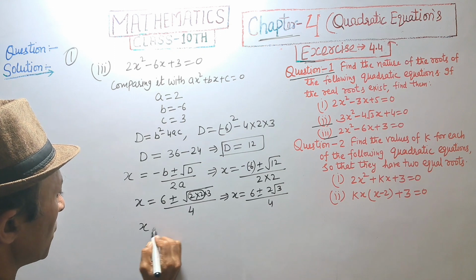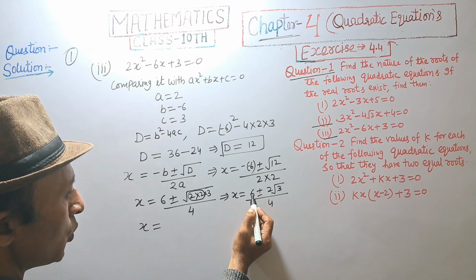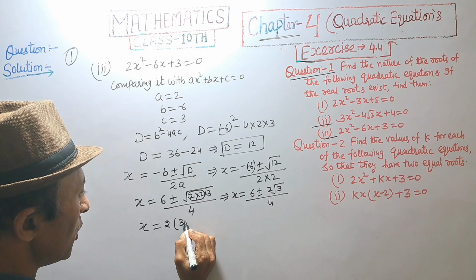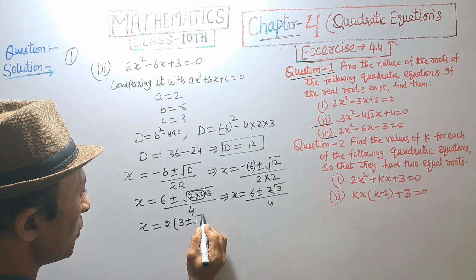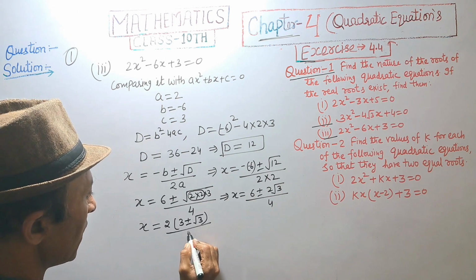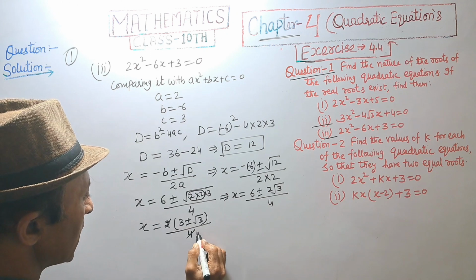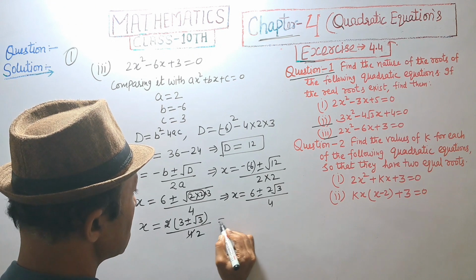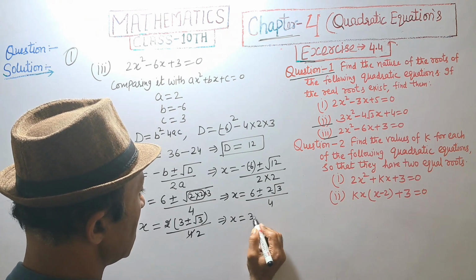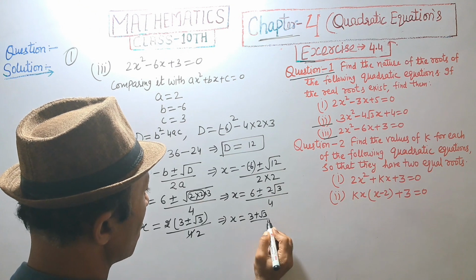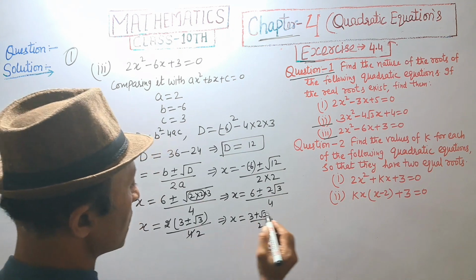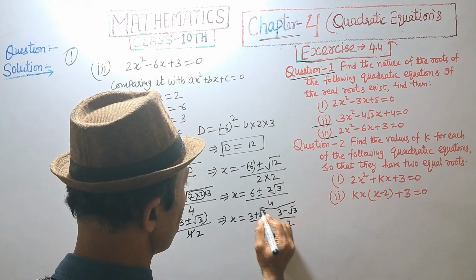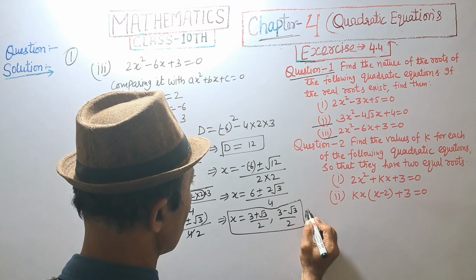And x is equal to, 2 is taking common. In bracket we get 3 plus minus under root of 3 divided by 4. 4 is cancelled by 2 times, and we get 2 unequal roots. This implies x is equal to 3 plus root 3 upon 2, one root, and another root 3 minus root 3 upon 2. Answer.